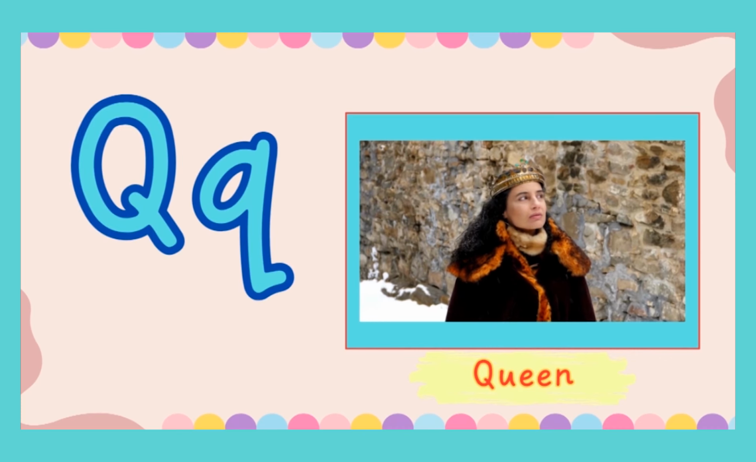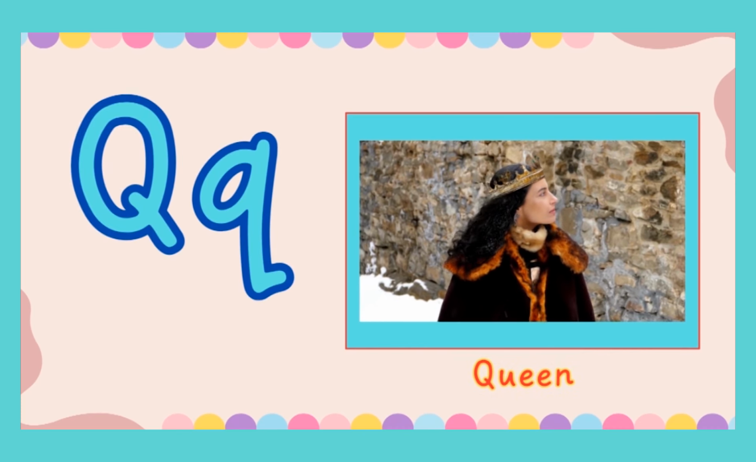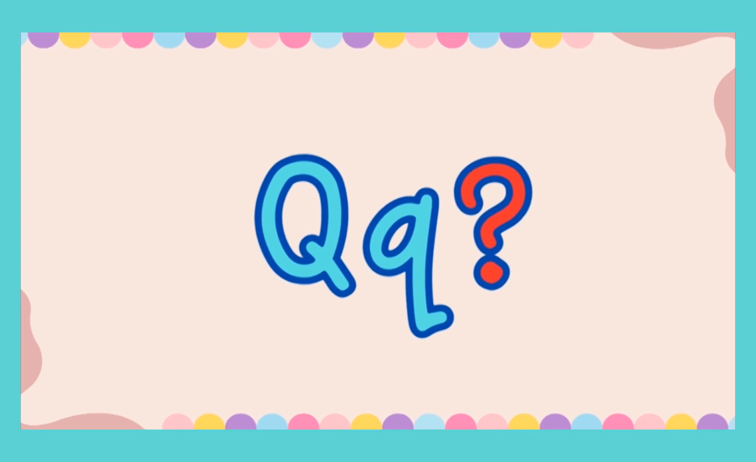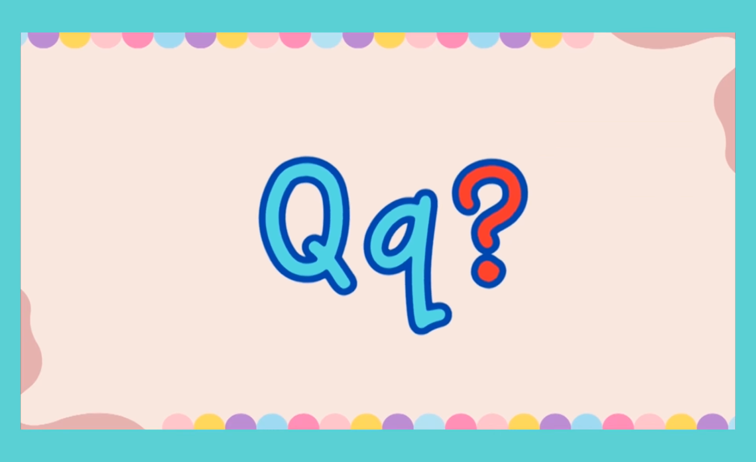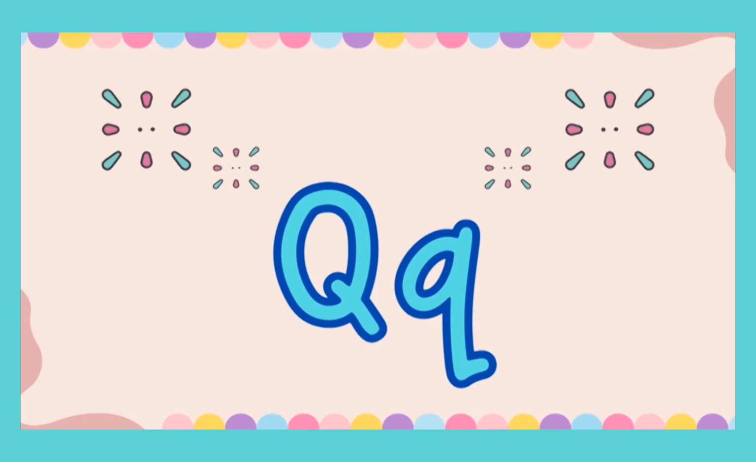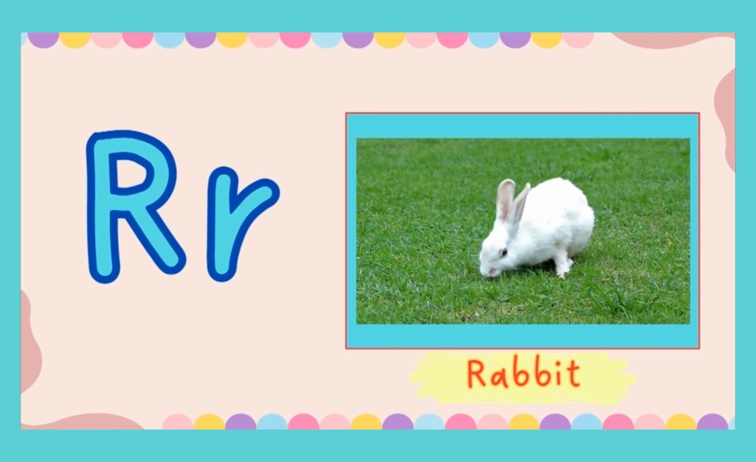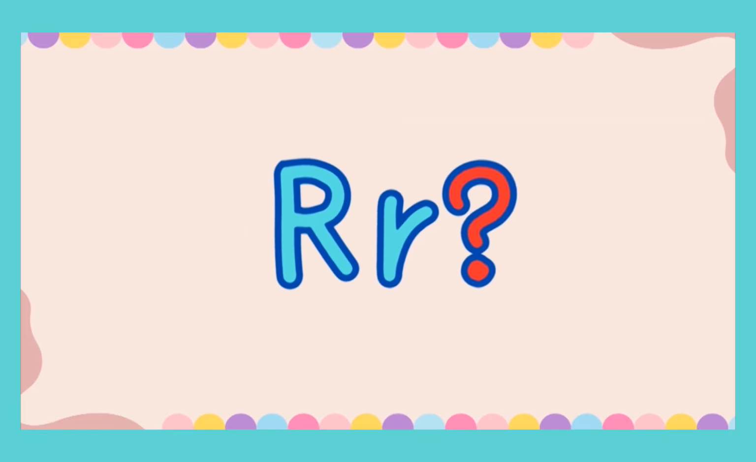This is letter Q, and Q is for queen. What letter is this? Q. Very good. This is letter R, and R is for rabbit. What letter is this? R. Very good.